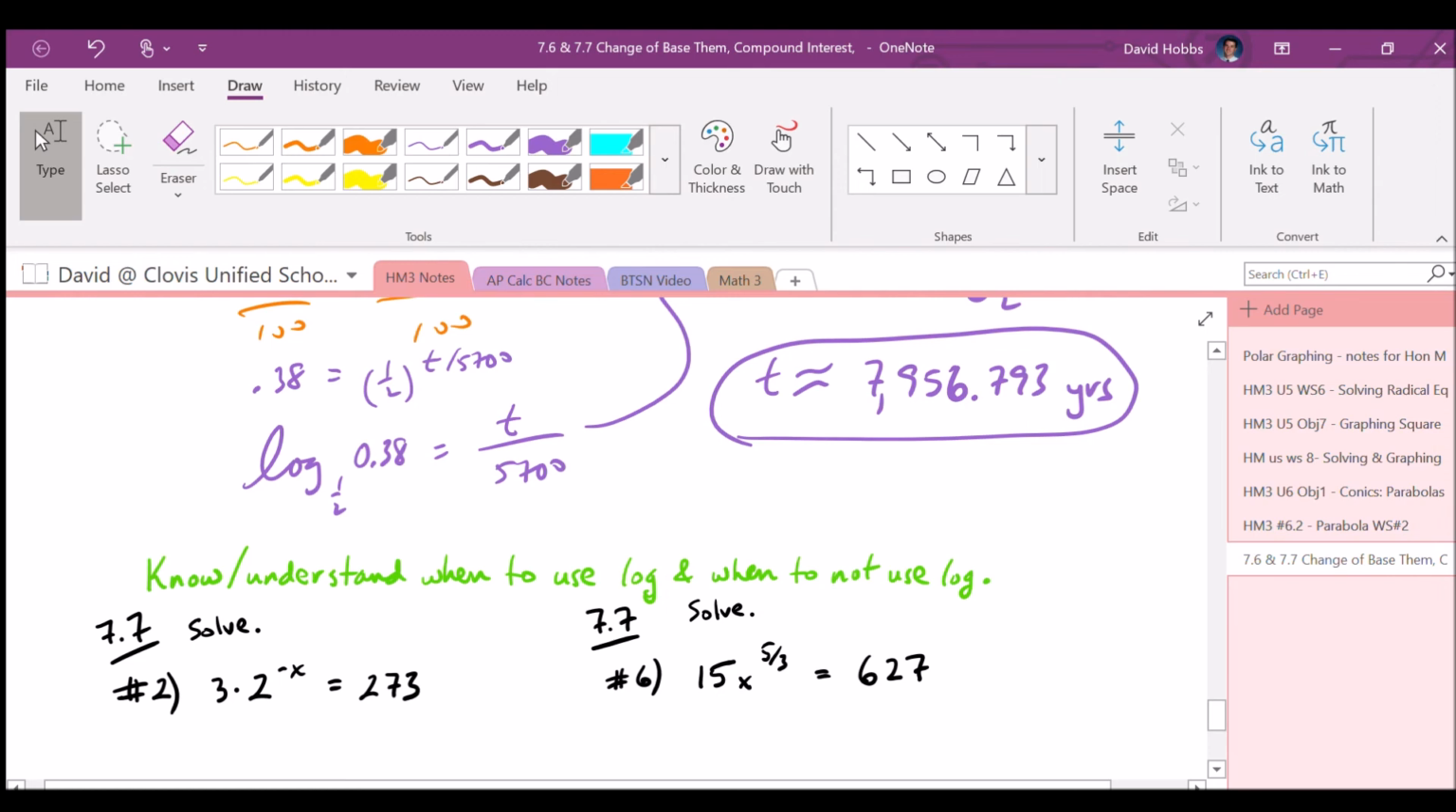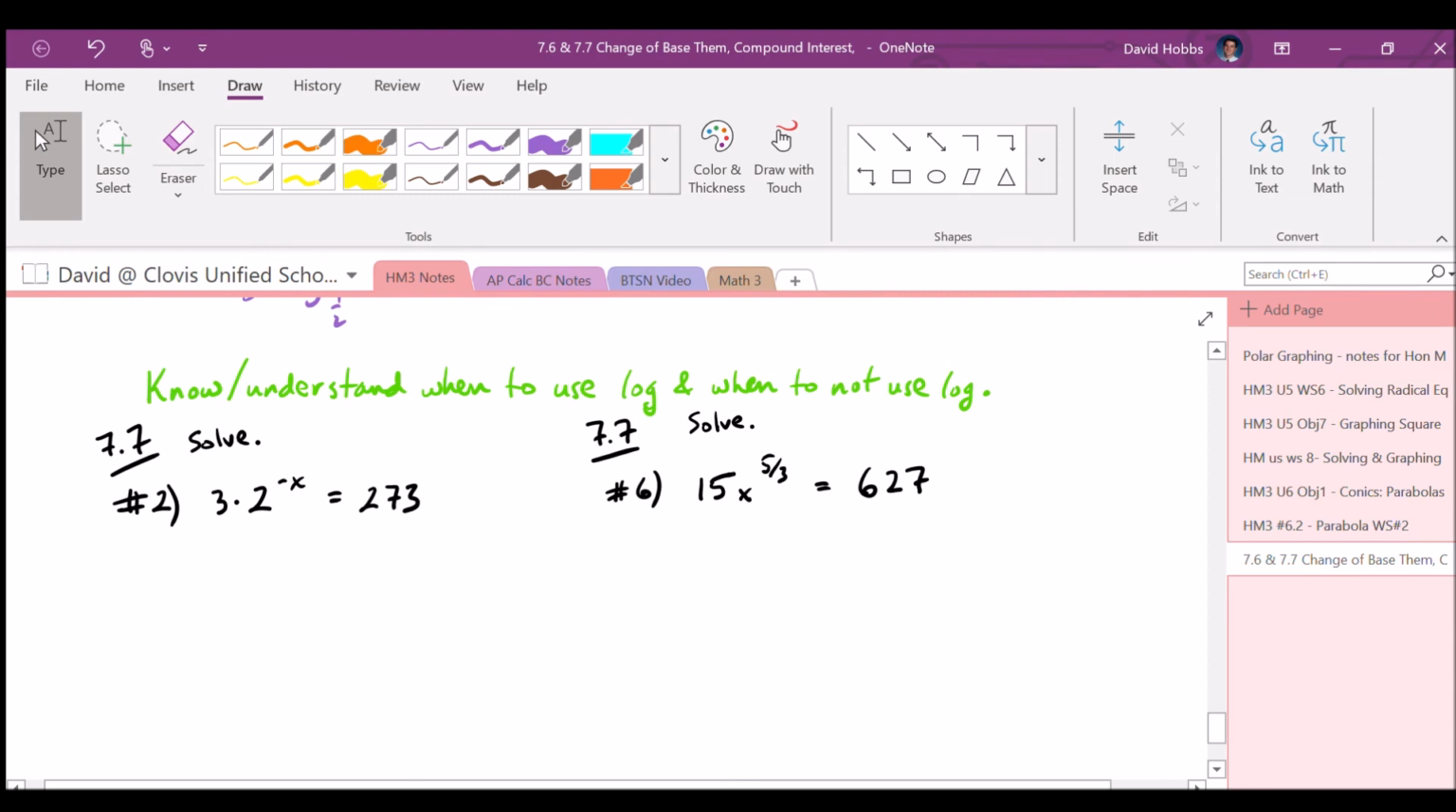Okay, so still doing some more problems from the homework. Let's go ahead and try these. Everything that is new, we're done with, but we're just still doing some sample problems. Okay, so solving 3 times 2 to the negative x equals 273.